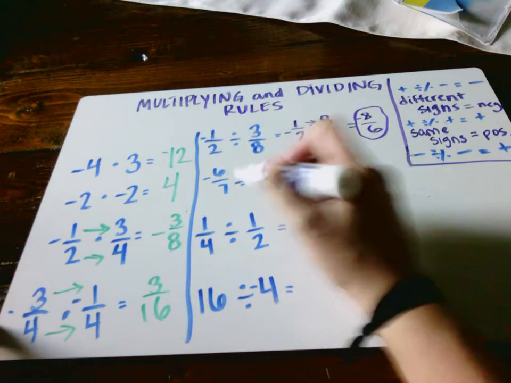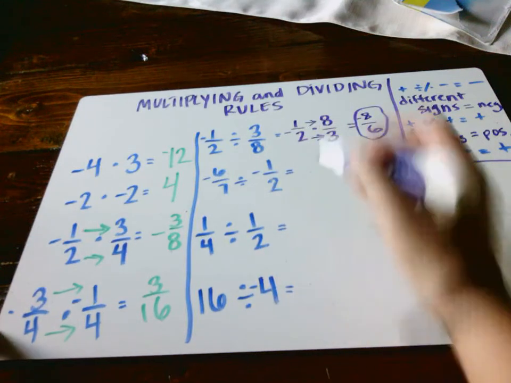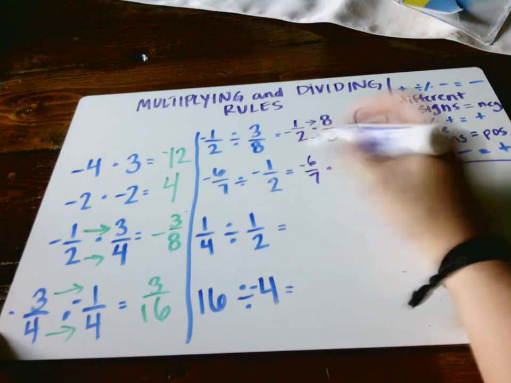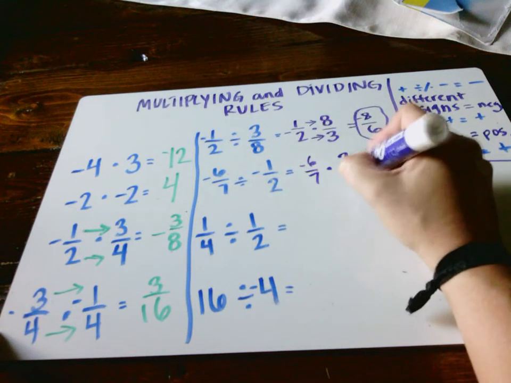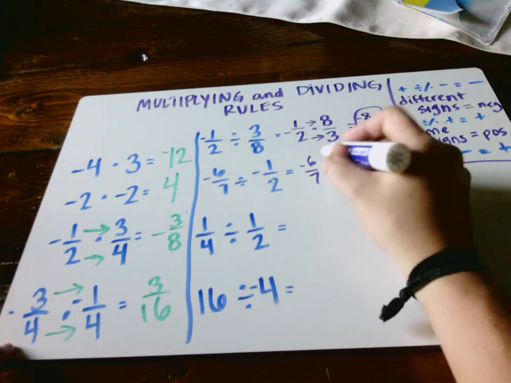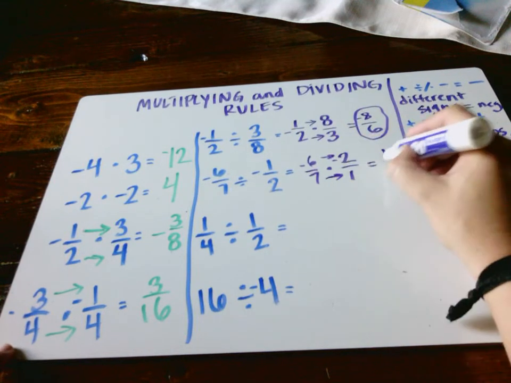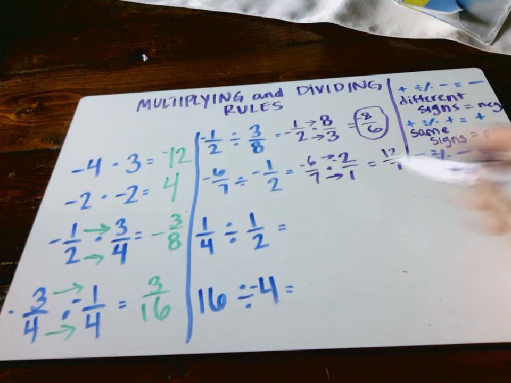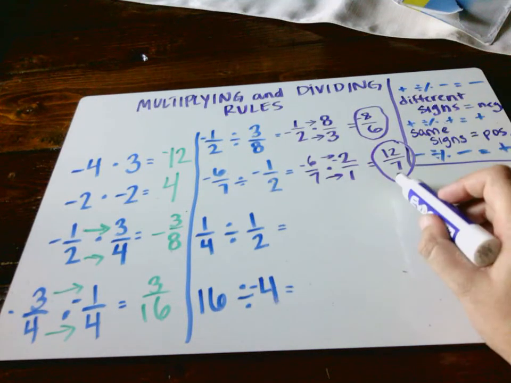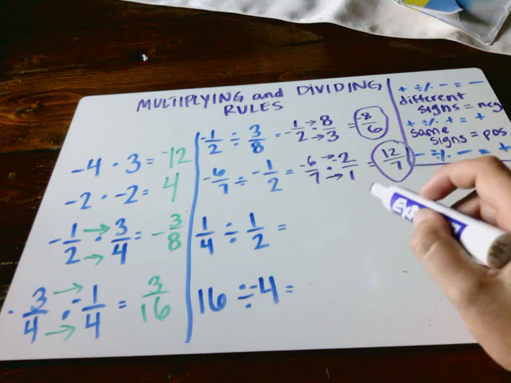Down here, negative 6 over 7 divided by negative 1/2. Again, I don't divide fractions. So I turn that into a multiplication problem and flip this back number. But make sure that I keep my negative sign. 6 times 2 is going to be 12. 7 times 1 is 7. A negative times a negative is a positive, so I'm done. Really, I can make that into a mixed number, but for today's example, we're going to leave it at that.